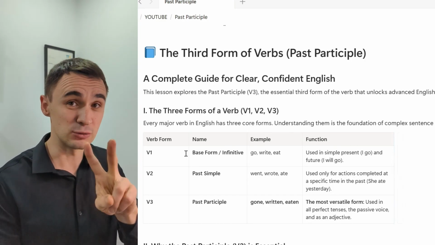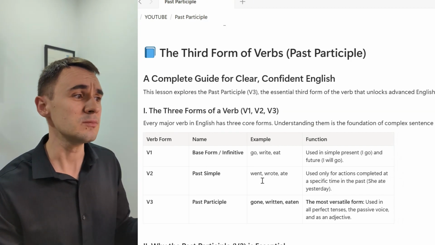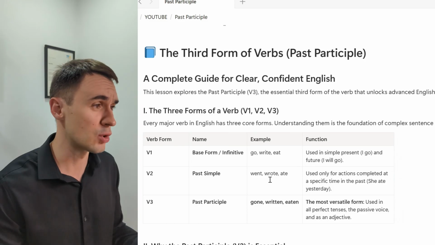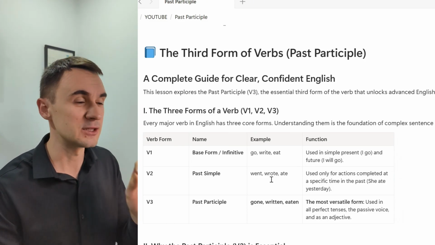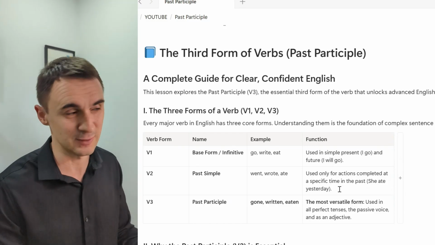Now, V2, second form, it's past simple, right? Words like went, wrote, ate, yeah? And it's used only in past simple. For example, she ate yesterday, right?